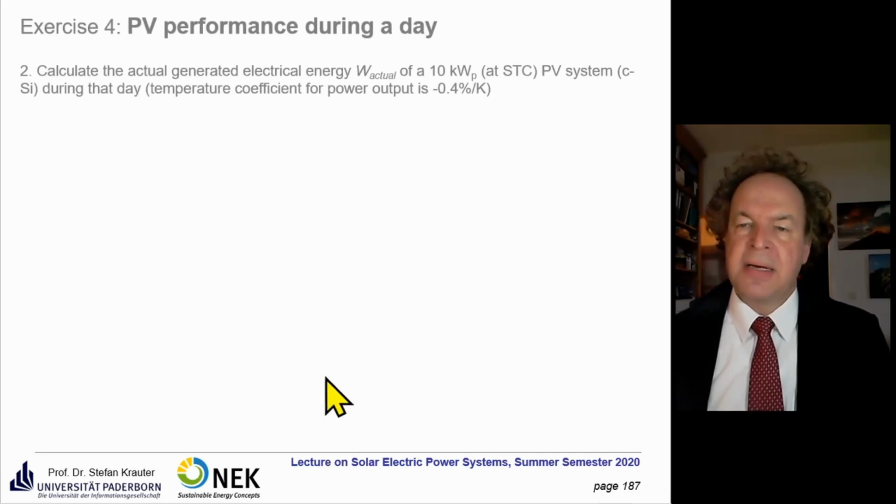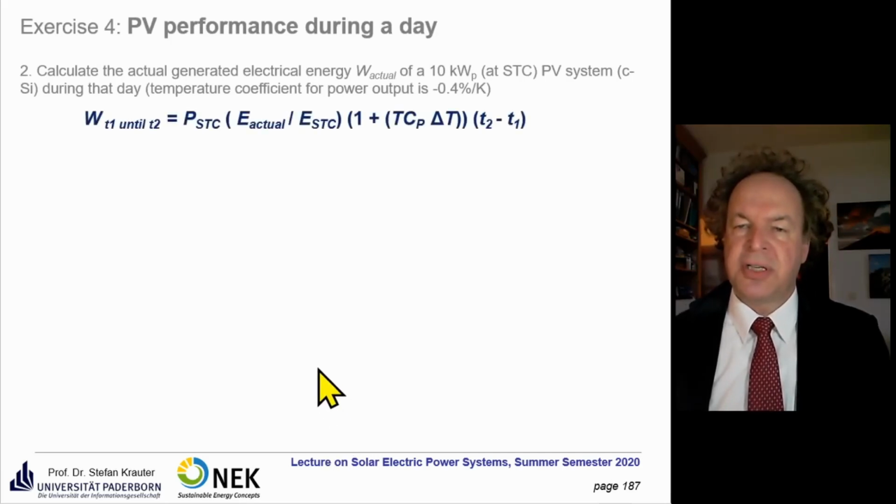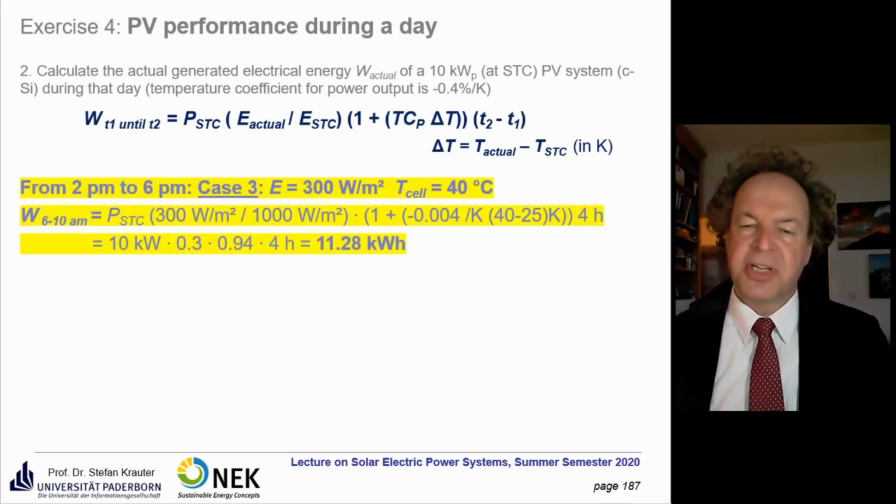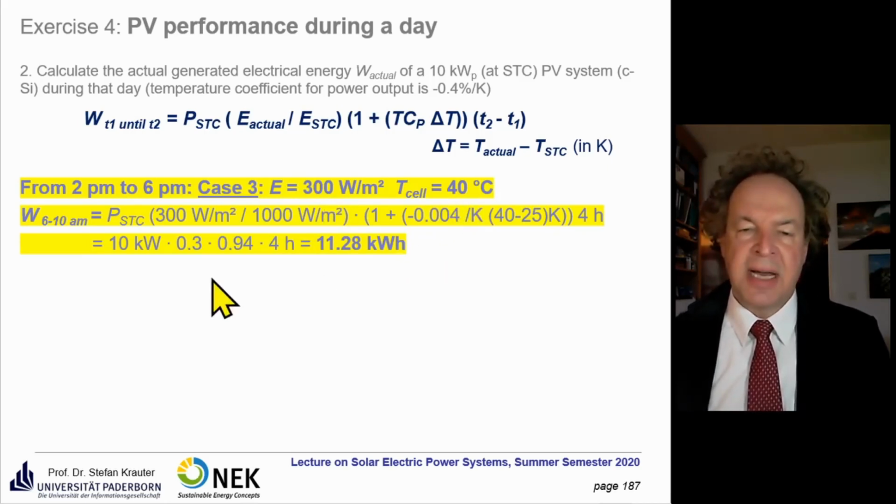We come now to the third case. So this is the same formula again, just as a reminder. That's in the afternoon from 2 p.m. to 6 p.m. There we have an irradiance of 300 watt per square meter and a cell temperature of 40 degrees Celsius, and we calculate the power being generated.